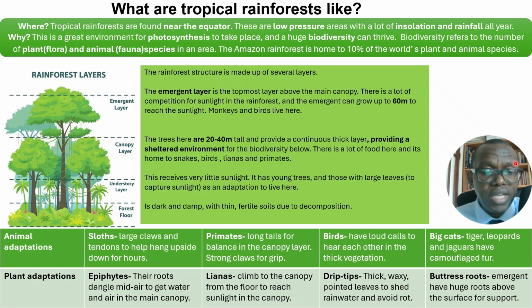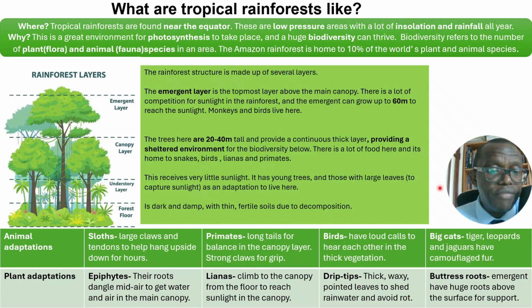Then we have the next layer here, which is the understory layer. Now, this particular layer here receives very little sunlight, obviously due to the main canopy layer that is above it. Now, it has mostly young trees, and those young trees have very large leaves, and those large leaves are an adaptation for them to be able to capture any sunlight that they can, so that they can carry on with that process of photosynthesis and make their carbohydrates or food.